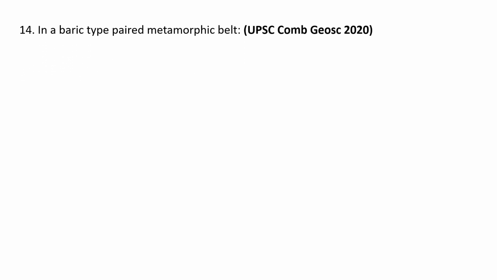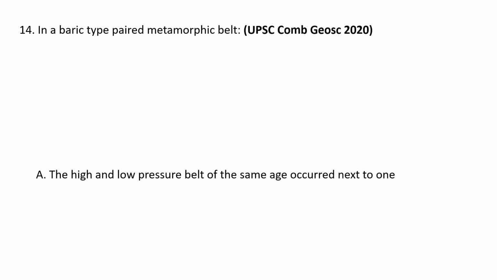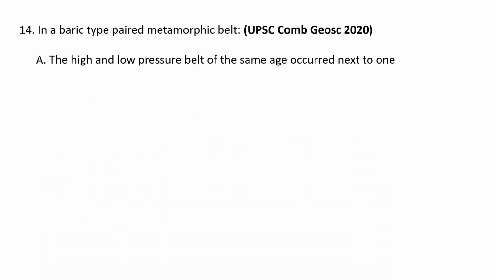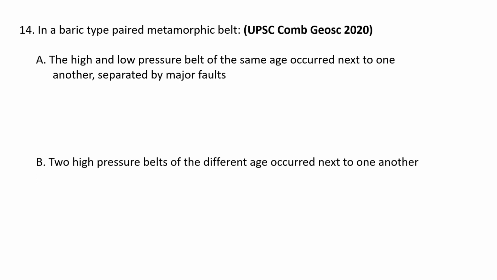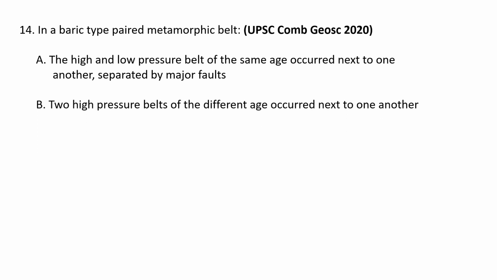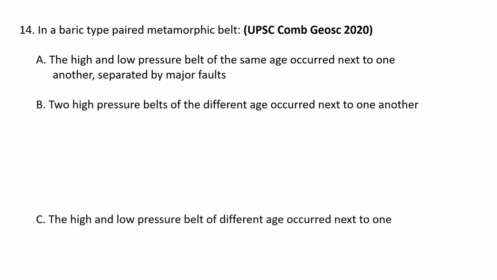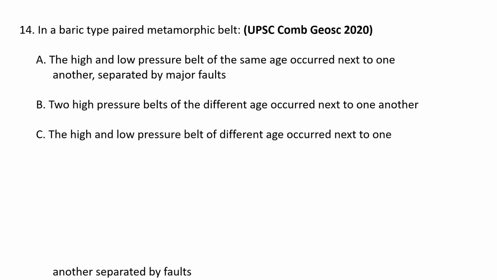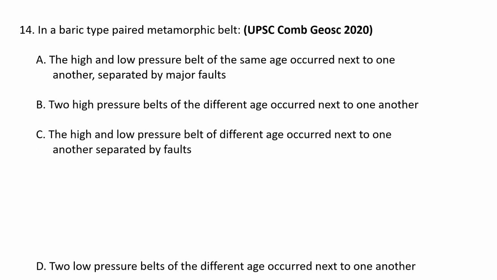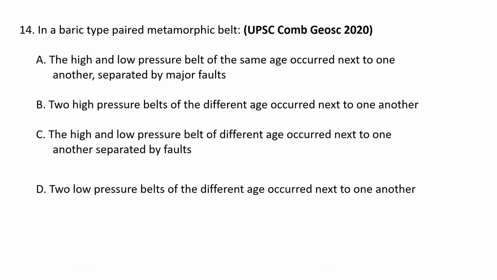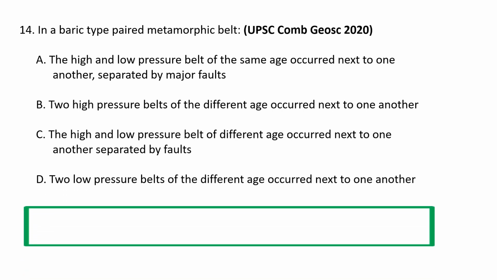Next question. In a paired metamorphic belt, A. The high and low pressure belt of the same age occurred next to one another, separated by major faults. B. Two high pressure belts of the different age occurred next to one another. C. The high and low pressure belt of the different age occurred next to one another, which are separated by faults. And D. Two low pressure belts of the different age occurred next to one another.